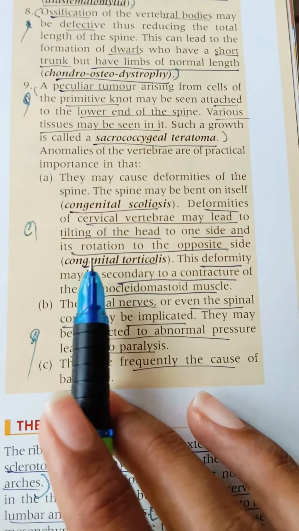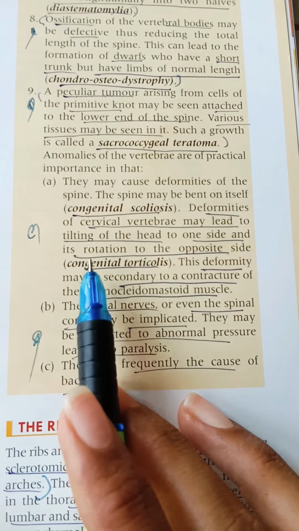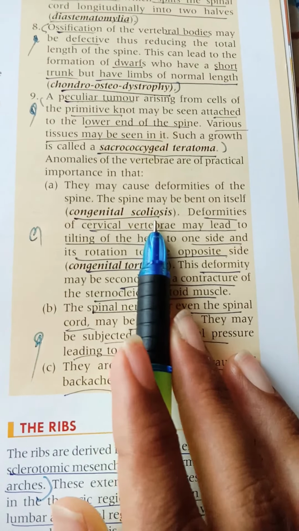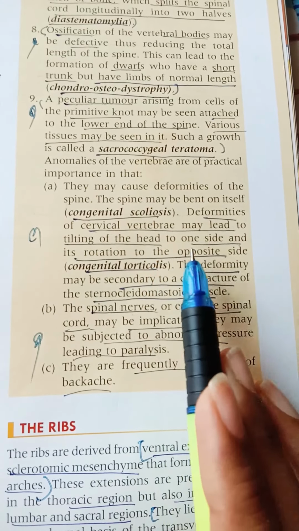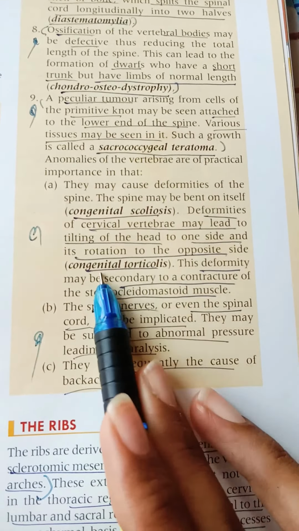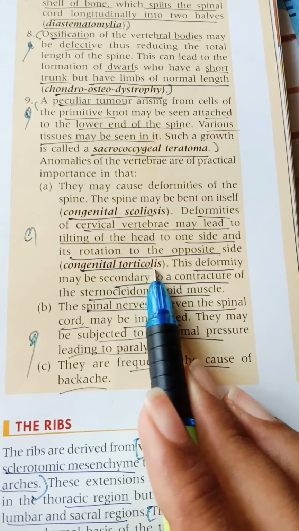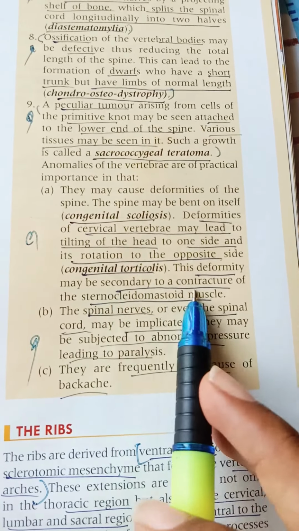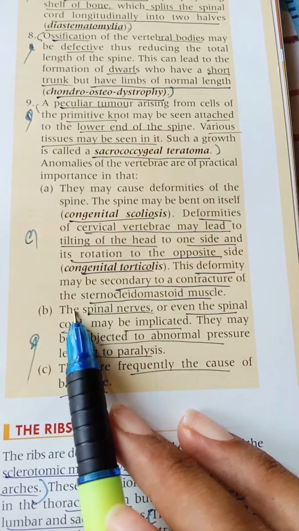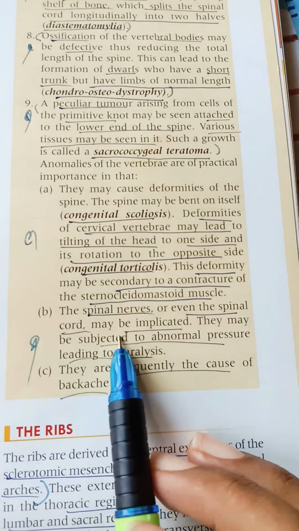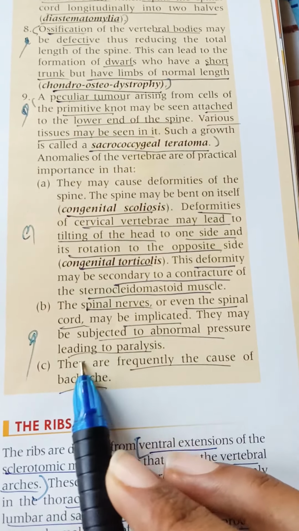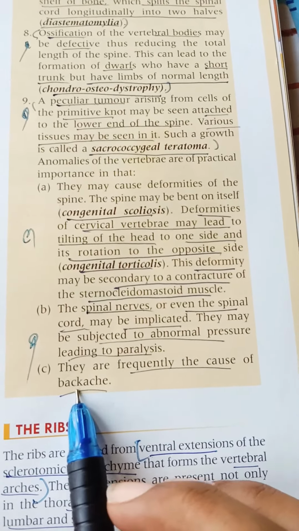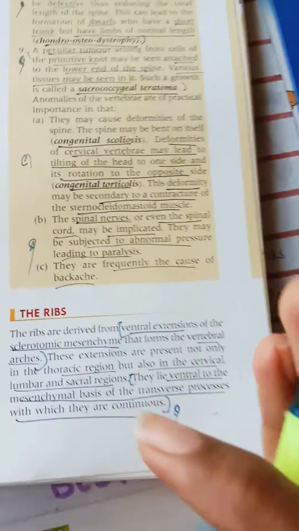And they may cause some deformities of the spine, like it is bent on itself, congenital scoliosis, and deformities of cervical vertebra lead to tilting of the head to one side, with rotation to the opposite side. It's called congenital torticollis. This deformity is secondary to a contracture of the sternocleidomastoid muscle. The spinal nerves or even the spinal cord may be implicated and subjected to abnormal pressure, leading to paralysis sometimes, and they're frequently the cause of backache.